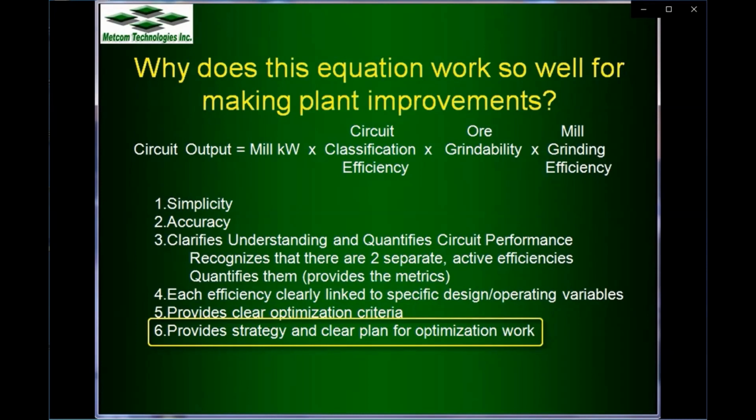We conduct an audit and complete the functional performance equation. We then look at ways to change the pumps and the cyclones or the operation of the ball mill to improve their performances. We implement those changes, and then we go back and do another audit to see how we've done.